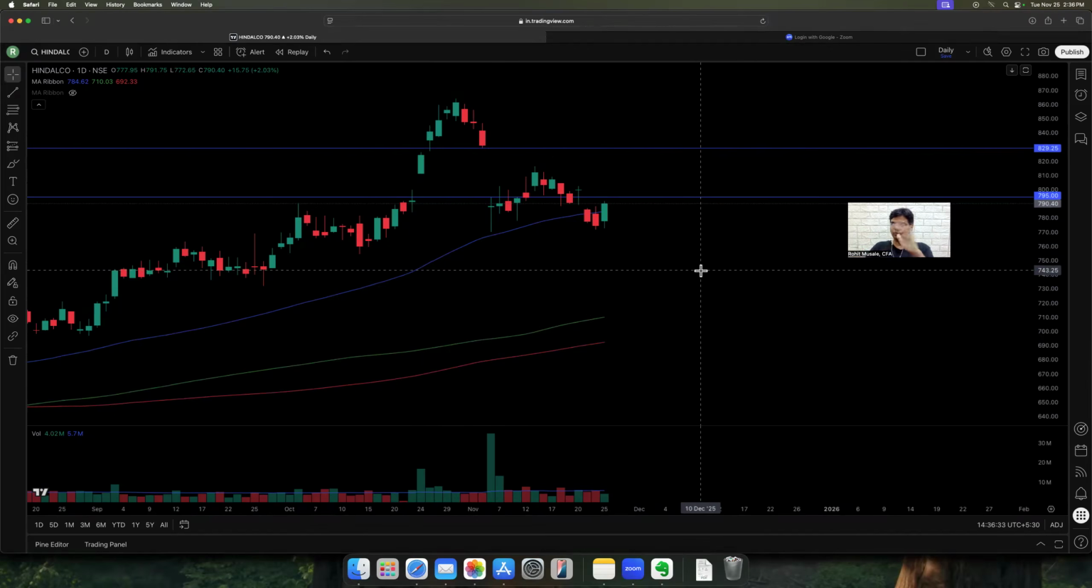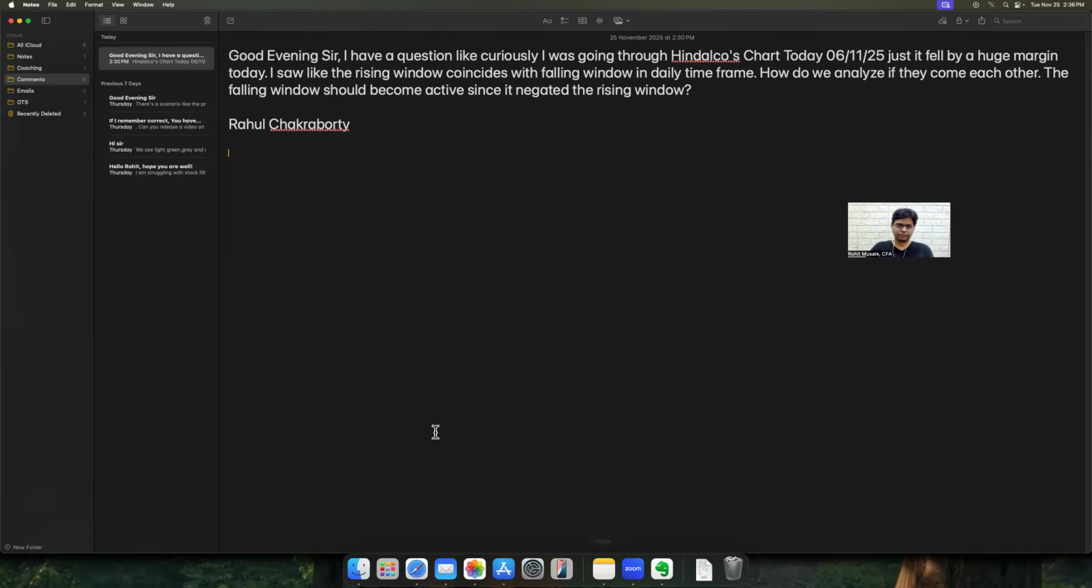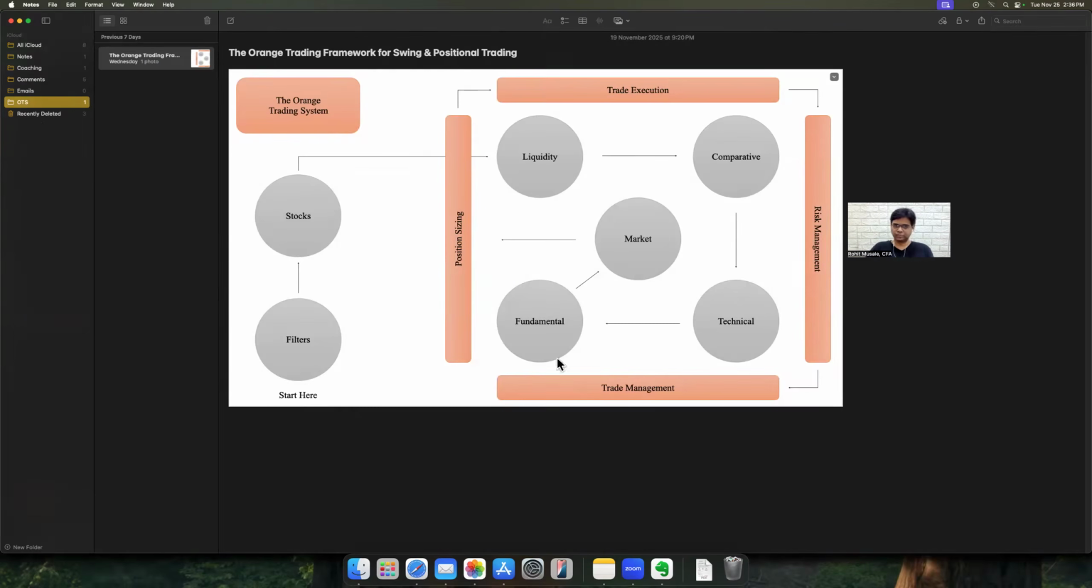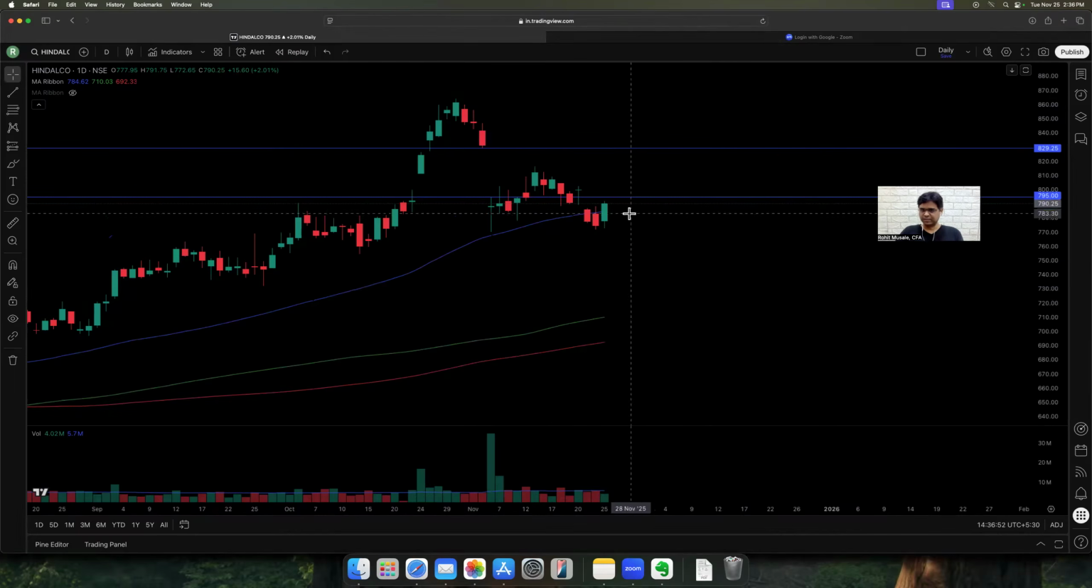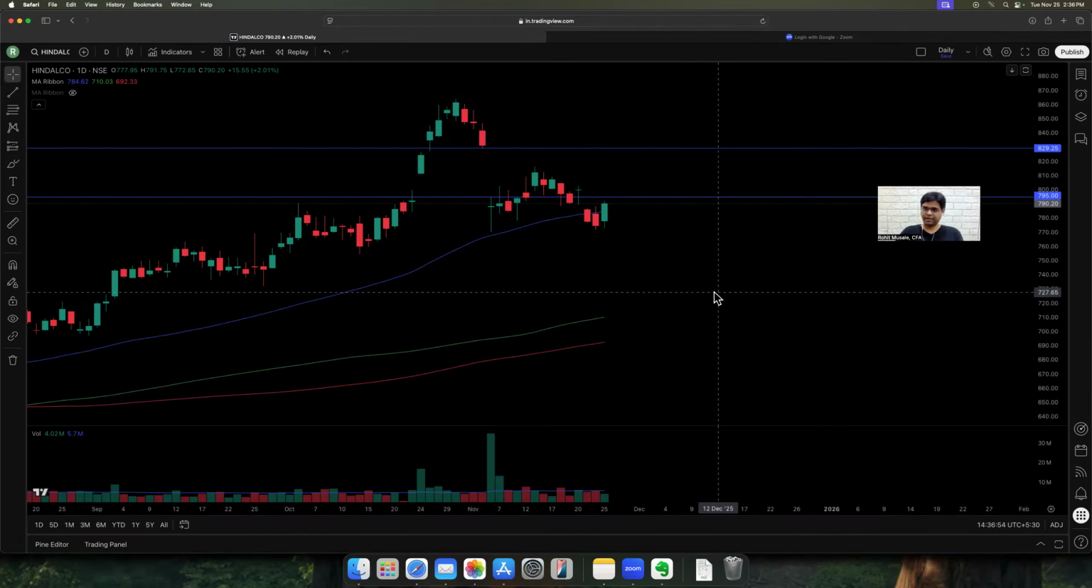Here I'm only discussing technicals. I'm not talking about the orange trading system. We have to look at liquidity, comparative, technical, fundamental, and market analysis. Then we do risk management, trade execution, position sizing. Here I am simply discussing a chart, and I am a SEBI registered research analyst. All of my content is for educational purposes only. So you have to do your own due diligence.